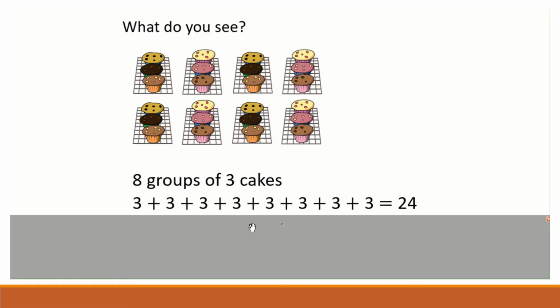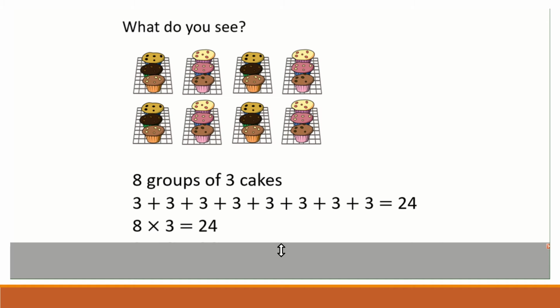And we can use repeated addition to represent this by saying 3 add 3 add 3 add 3 add 3. So if there are 8 groups, we should have 8 lots of 3s. 1, 2, 3, 4, 5, 6, 7, 8, which gives us a total of 24. We can also represent this by writing 8 times 3 equals 24.